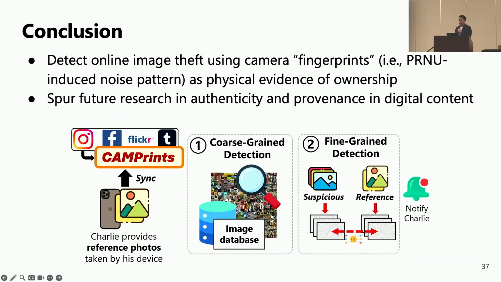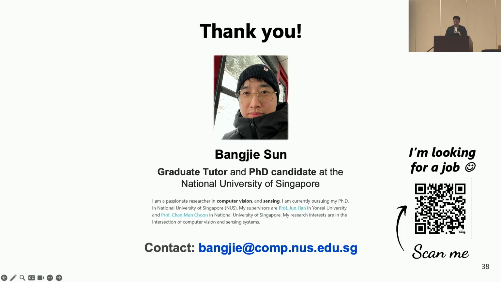In conclusion, with CAMPrints, a system that detects online image theft using camera fingerprints as a physical evidence of ownership, we aim to inspire future research in digital content authenticity and provenance. That concludes our presentation. Thank you. And we welcome any questions from the audience.